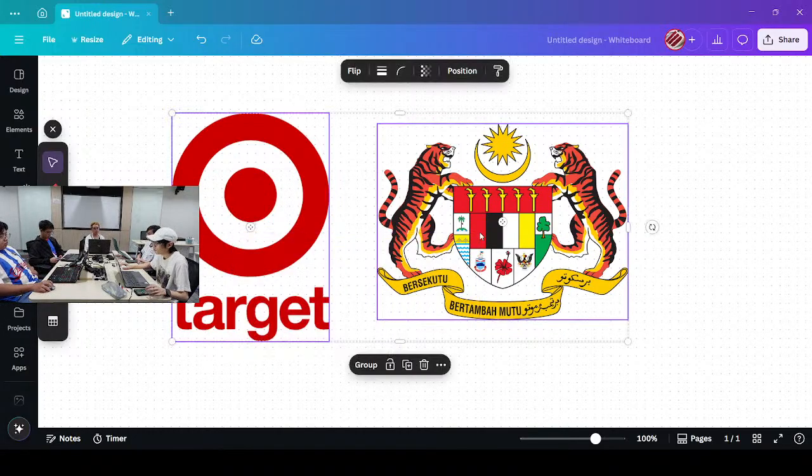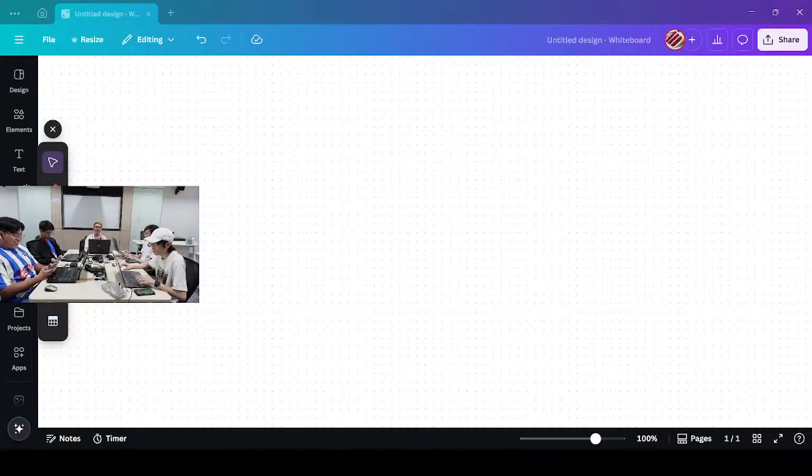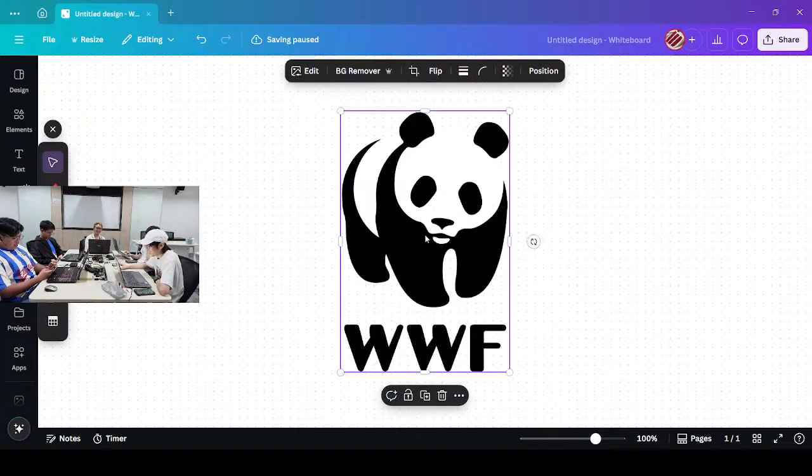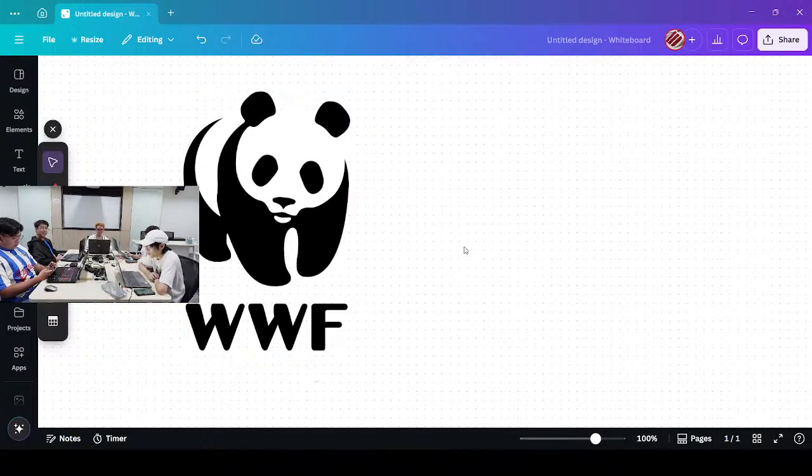For contrast, I would say if you guys know the WWF Panda logo. Yeah, lecturers love to use that logo. I know, right? Because black and white is very cute. Okay, so this is one example of WWF contrast. It uses black and white and the empty space to create a picture of the panda. I'm sure there are many examples of this. Do you guys have any that come to your mind?